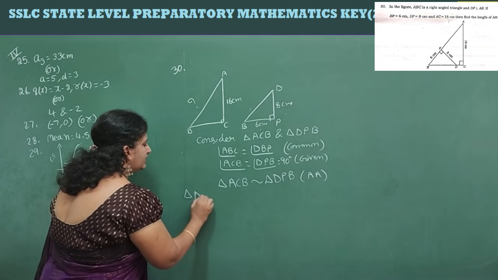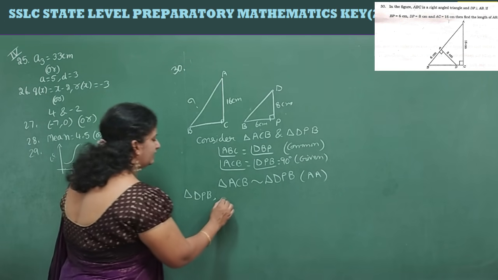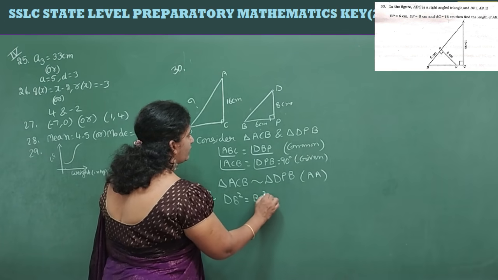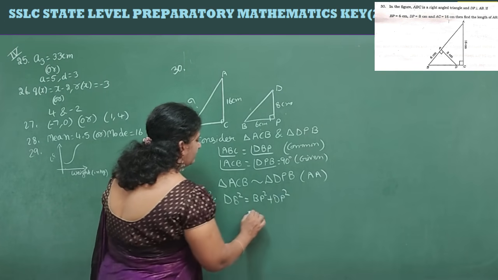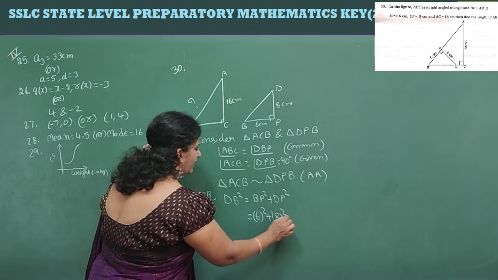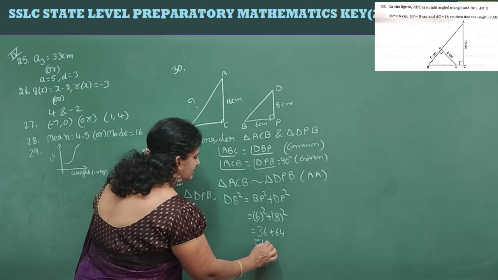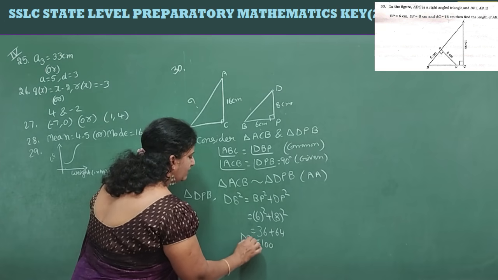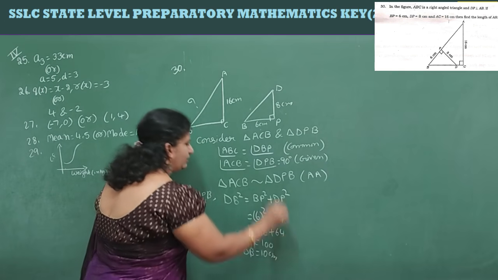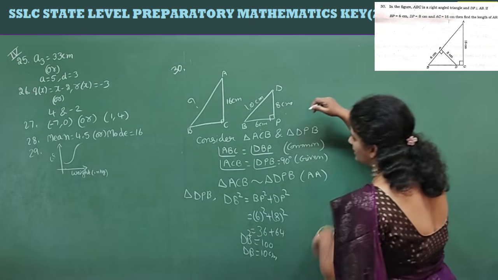Now, in triangle DPB, by applying the Pythagoras formula, what is that? DB square is equal to BP square plus DP square. That is, BP value is 6 whole square, DP is 8 whole square. 6 6s are 36, 8 8s are 64. 64 plus 36, it will be 100. DB square is 100, DB is equal to 10 centimeters. Right?